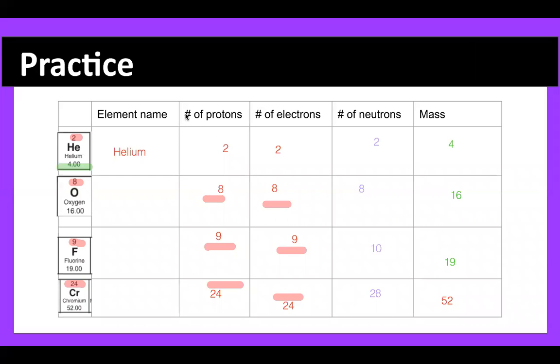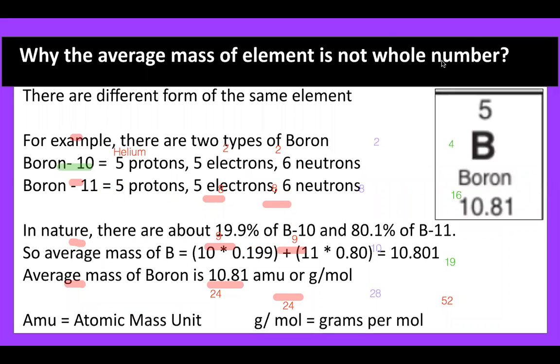All right, moving on to the next slide. Okay, let me clear those. There are different forms of the same element, and this is where the average mass comes in. To get the average mass, you take the percentage of each isotope, multiply the percentage by its mass, and then add them together. In this case, boron 10, B10, is about 19.9%, so 10 times 0.199. And then of course, the 80.1% is boron 11, so 11 times 0.801.